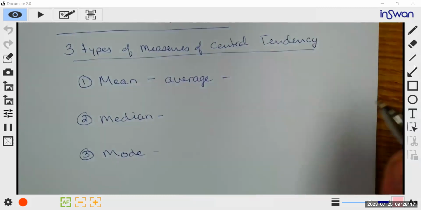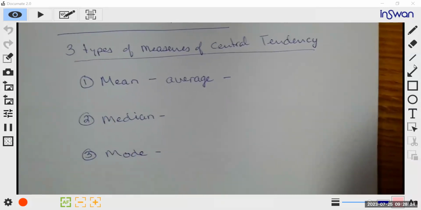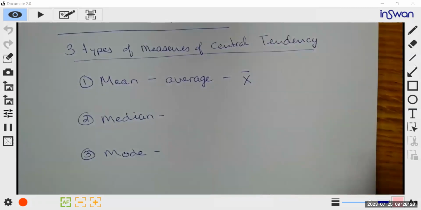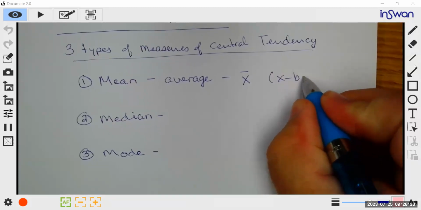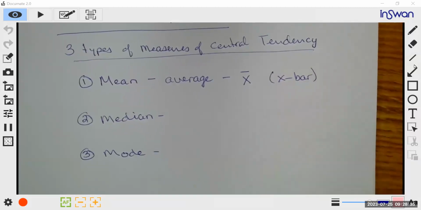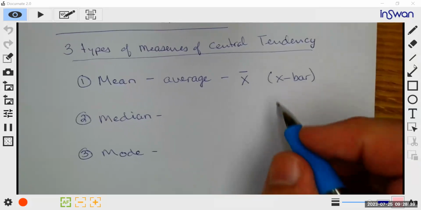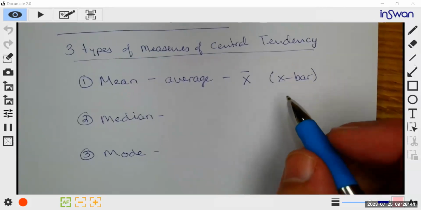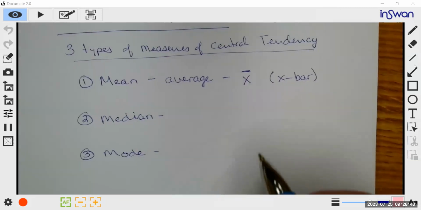The symbol we use for average, everybody knows how to find the average. Add up all your data, divide by how many you have, that's your average. The symbol we use for this is called the X bar. Why do we call it X bar? Well, I'll first put these 3 down, and I want to ask you again. So whenever you see the X bar, that means the average, the mean.